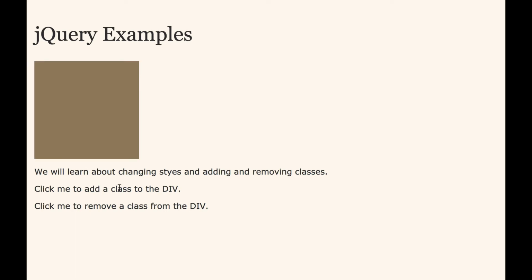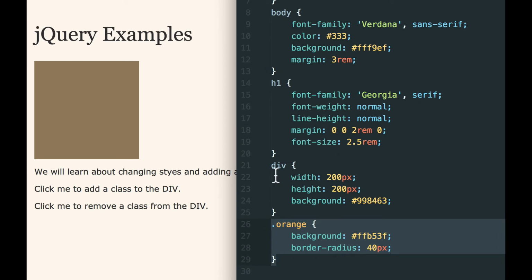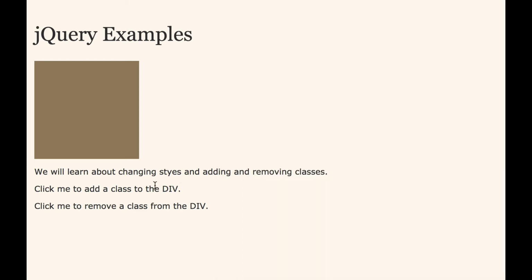So when orange is off, it goes to what it was by itself in the CSS, right? So it's just a div with a width and a height and a background color, but when orange is on, it has a different color, and it has the border radius, so it has the curvy corners, right? So pretty nifty thing that we can do with jQuery.